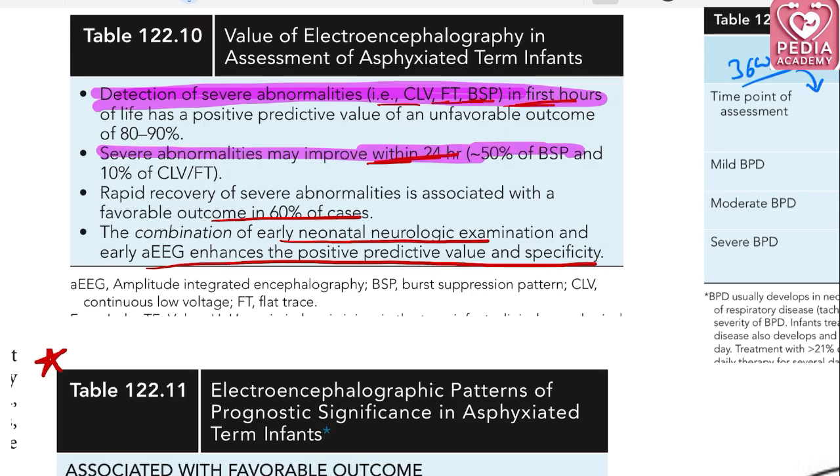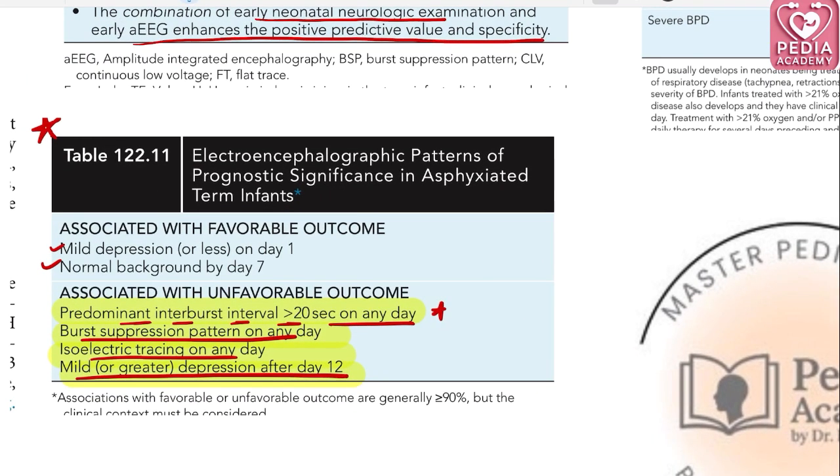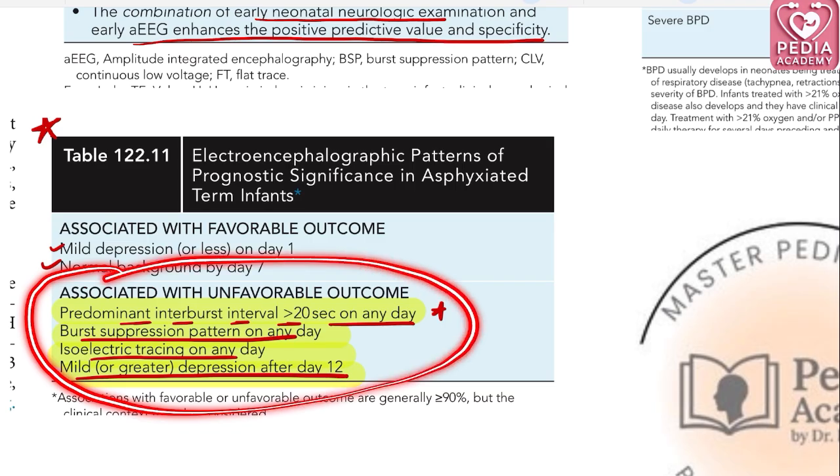So this is a good sign. Okay. Another thing we will discuss is EEG patterns of prognostic significance in the asphyxiated term infant. What are the EEG findings associated with a good outcome? That is mild depression or less on day 1, and normal background by day 7. So these you have to remember. If you have to remember anything, this is very important.